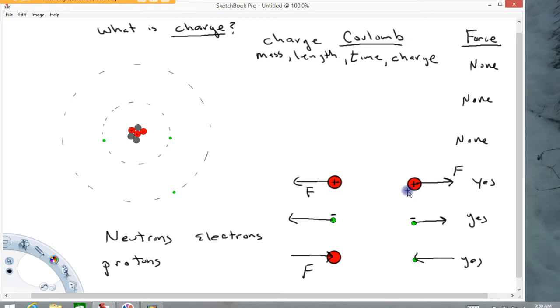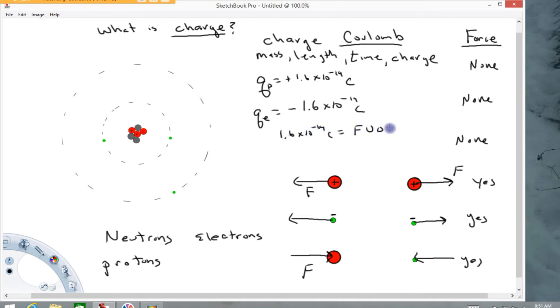Now let's talk about the actual charges of these particles. The charge of an electron and the charge of a proton is numerically the same. Most books use the letter Q to represent charge. So the charge of a proton is positive 1.6 times 10 to the minus 19th coulombs. The charge of an electron, so I'll put a little p for the proton and an e for the electron, is minus 1.6 times 10 to the minus 19th coulombs. This quantity, 1.6 times 10 to the minus 19th coulombs, is called the fundamental unit of charge.